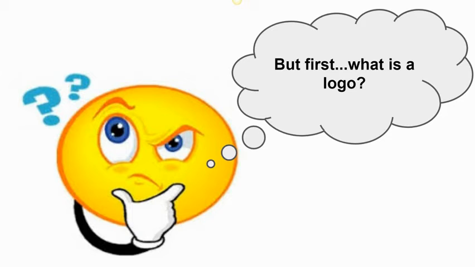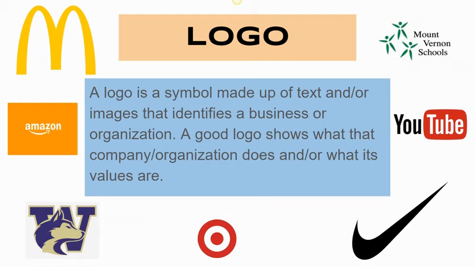But first, before we continue, what is a logo? A logo is a symbol that is made up of text and/or images that identifies a business or organization. A good logo shows what that company or organization does and/or what its values are.